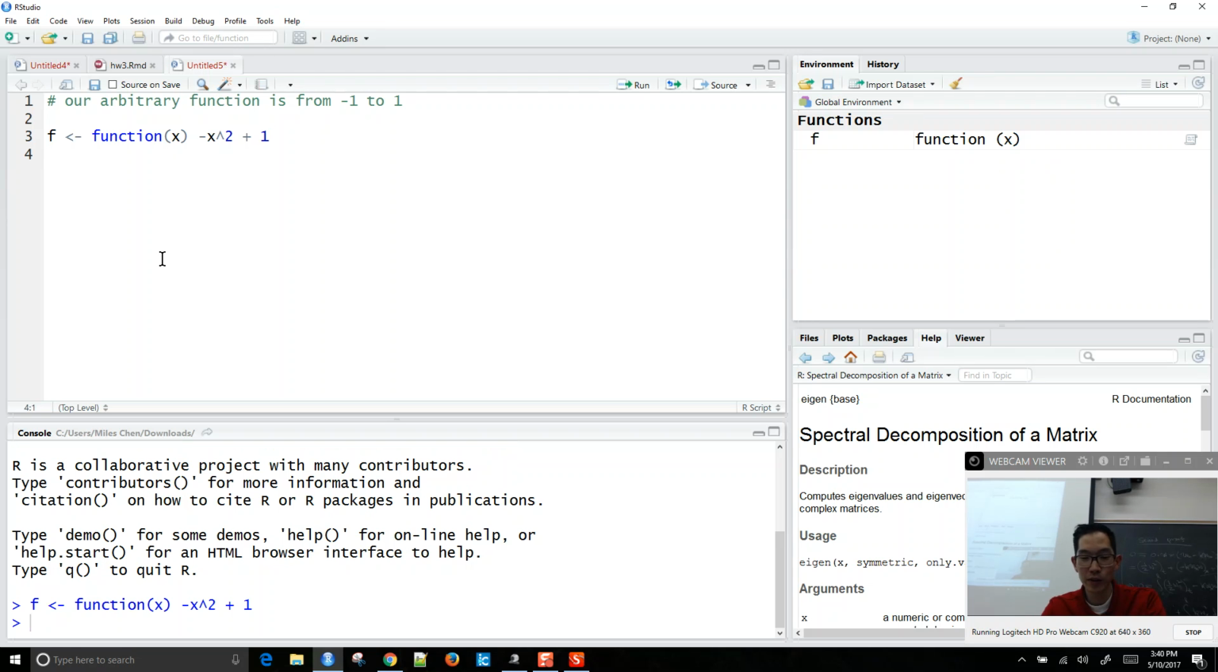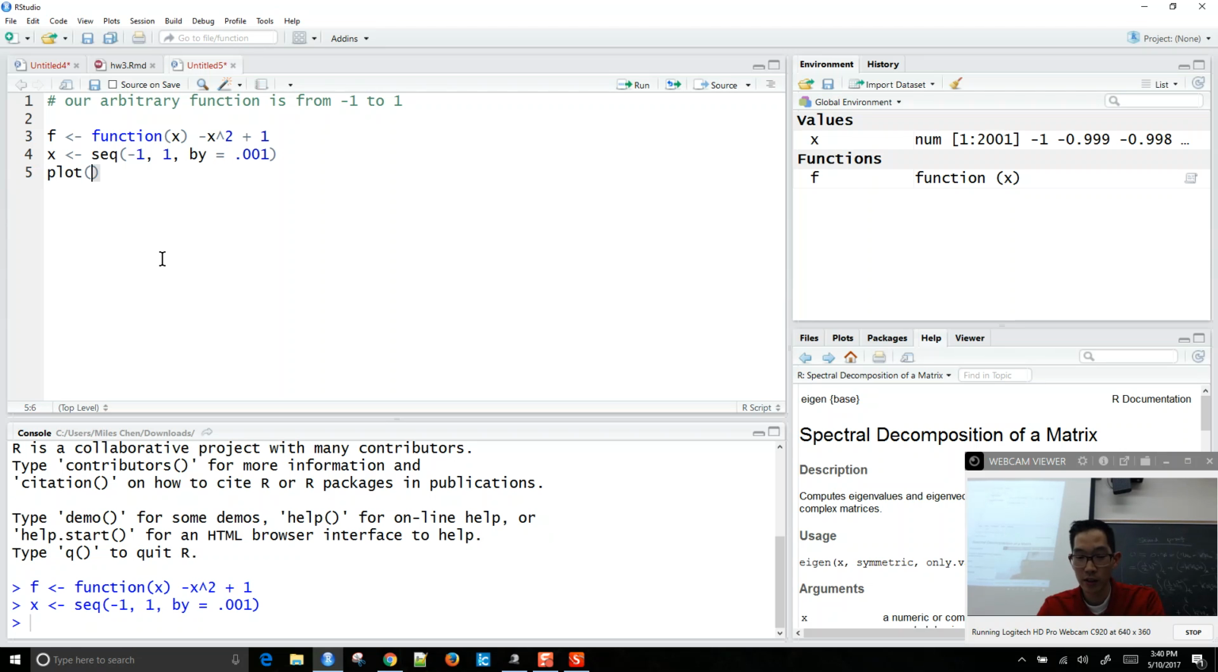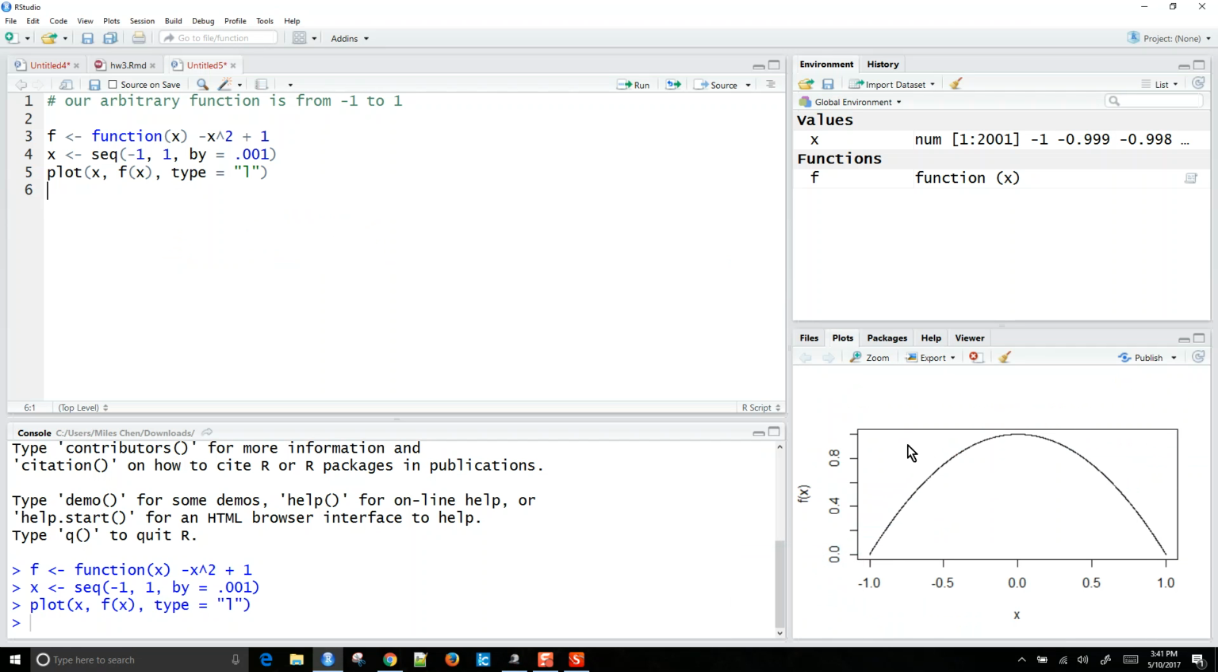Okay, and so let me just kind of graph this. So x will just do a sequence from -1 to 1 by 0.001. Okay, and then we'll just plot x versus f of x, type equals L. Okay, so we'll say we want to try to get some PDF that's proportional to this. Okay, so this is our PDF up to this thing. Okay, so for MCMC, I just need to have some kind of arbitrary starting value that's wherever I am. So let's say my current value will start at 0.5.